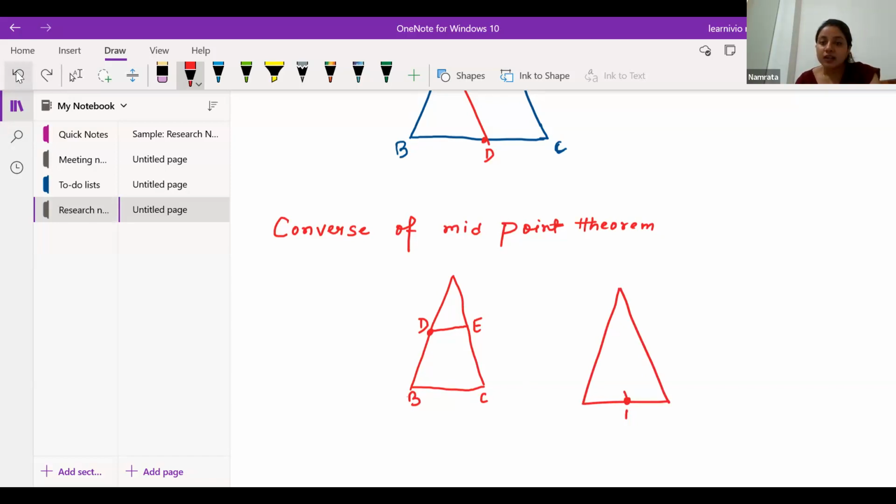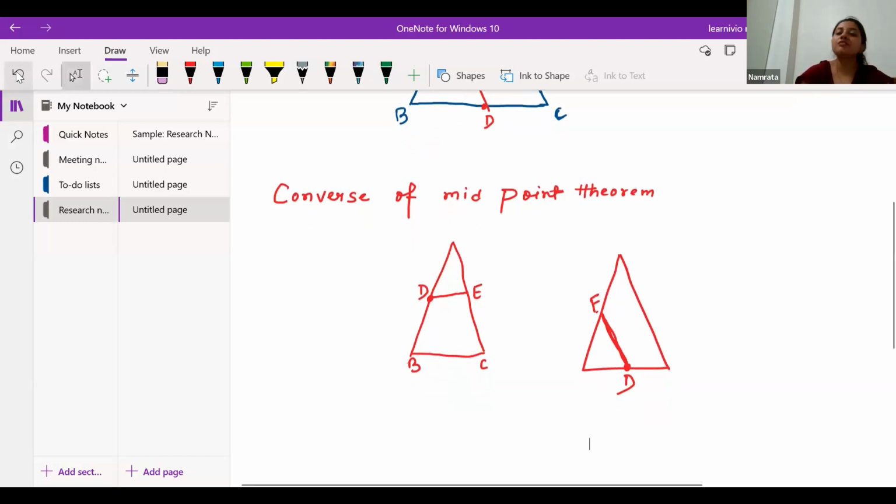Now, wherever this line is going and meeting with the triangle, let's say this is F, this F will be the midpoint. So here we know two conditions: one midpoint is given, one parallel line condition is given. By that, we are getting one more midpoint. That is the converse of the midpoint theorem.